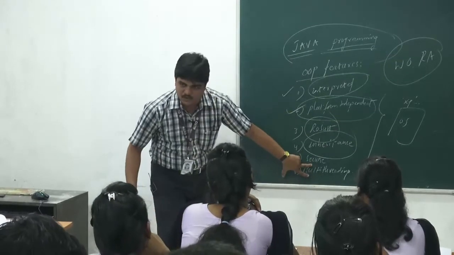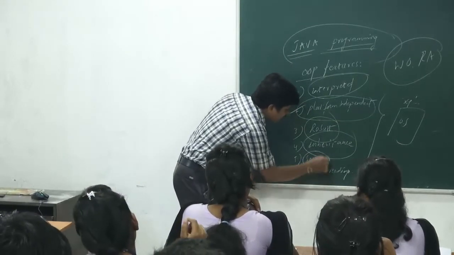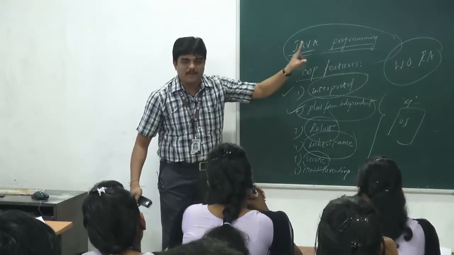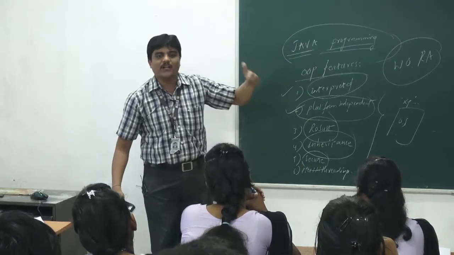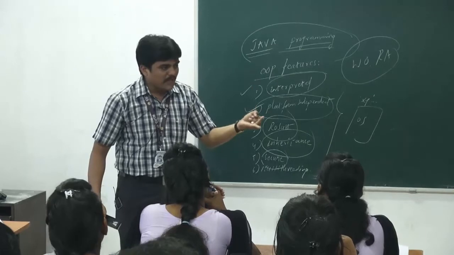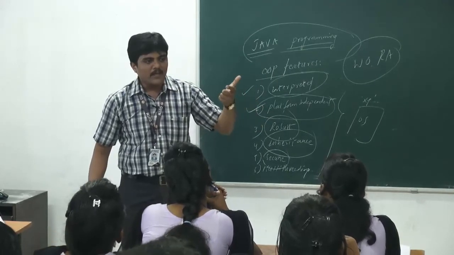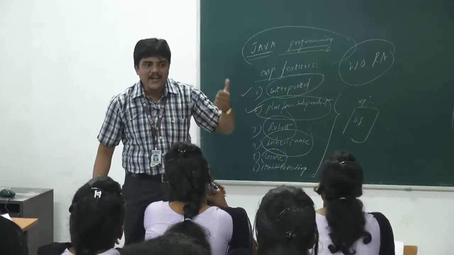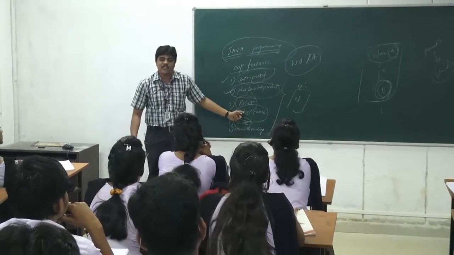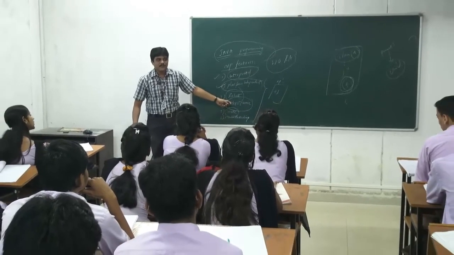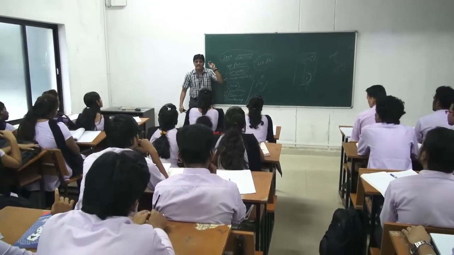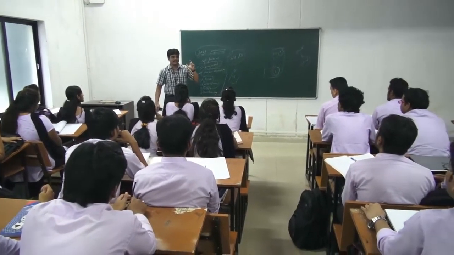The next one is secure. What do we mean by secure here? How is a Java program secured? Because of the OOPS principles. What are the OOPS principles? The first is class, the second is object, then polymorphism, abstraction, encapsulation and inheritance. Because of this, the Java program is always secured. All clear? So we can say that Java is secure because of these object-oriented programming concepts.